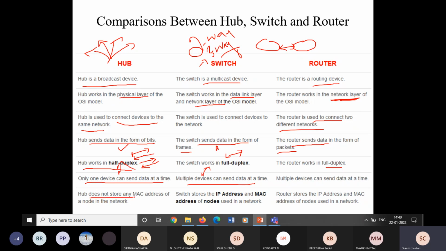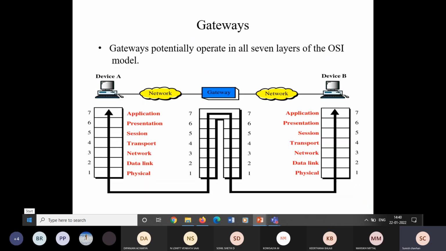And the hub does not store any MAC addresses of the nodes in the network, but the switch stores the IP address and the MAC address of the nodes. Similarly, the router stores the IP address and the MAC addresses of nodes. So here they have considered the three-way switch. If you consider the two-way switch, only the MAC address will be there, right?